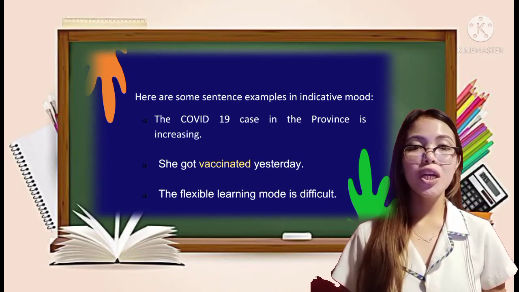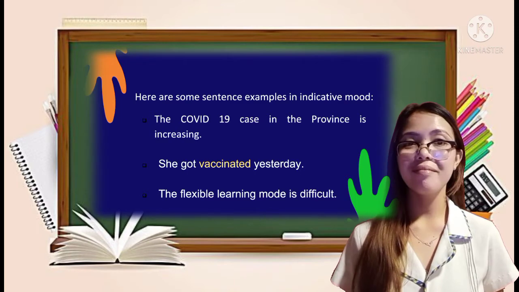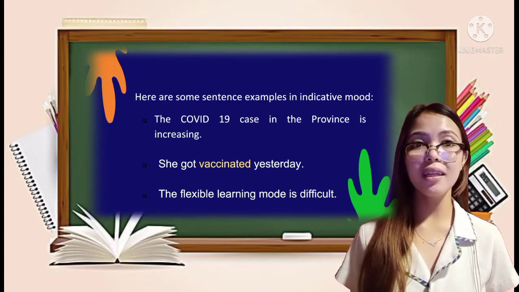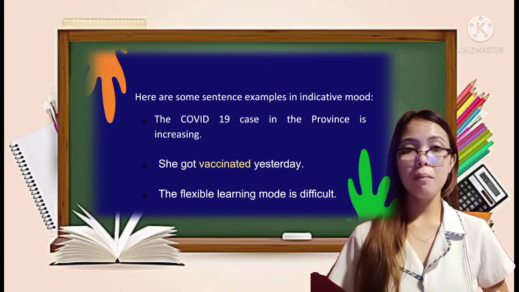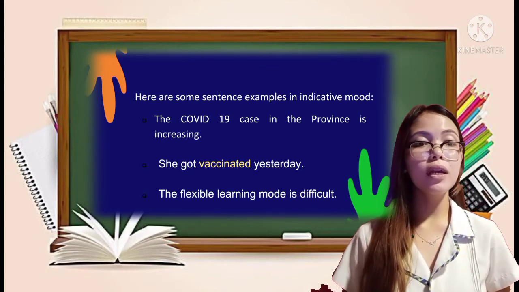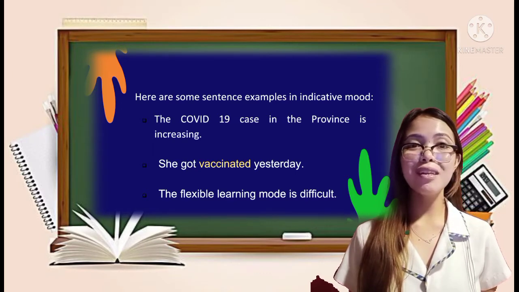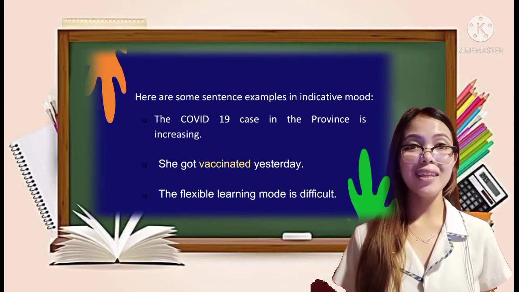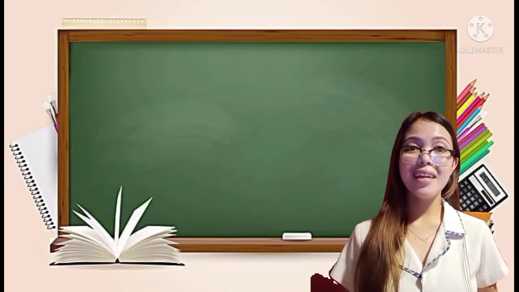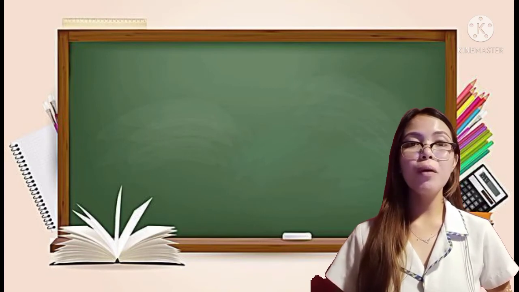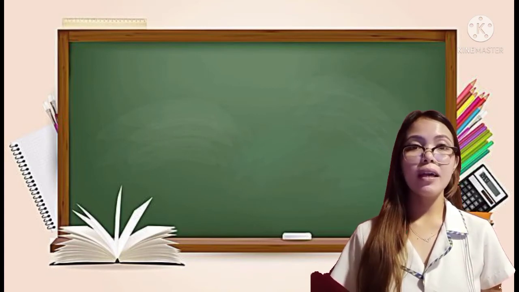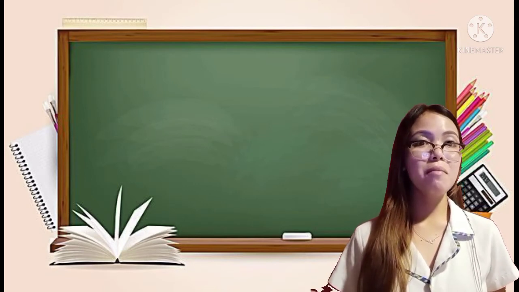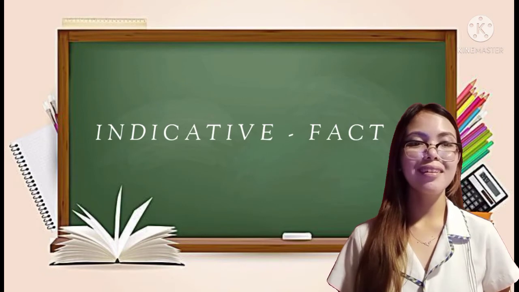Another is, she got vaccinated yesterday, and that's a fact. You're stating something that is happening in reality. And the third example is, the flexible learning mode is difficult, and we students know how difficult it is, and it is happening in reality. And that is indicative mood. If you're going to give a key point to this, indicative mood basically means stating a fact.